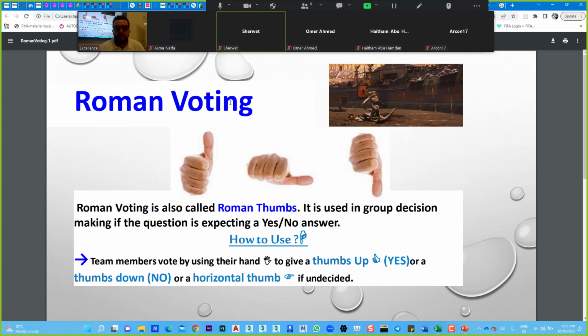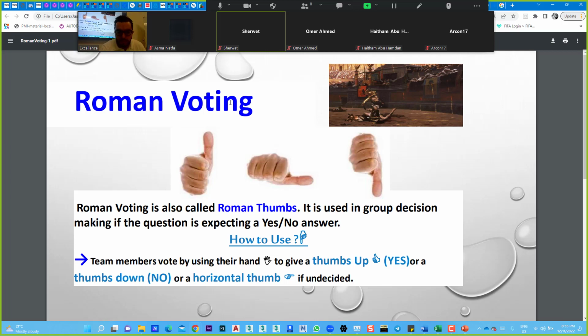It's simpler than the other techniques. It's all about Roman thumbs. The idea is to say yes or no, or in some cases undecided, where there is no position.